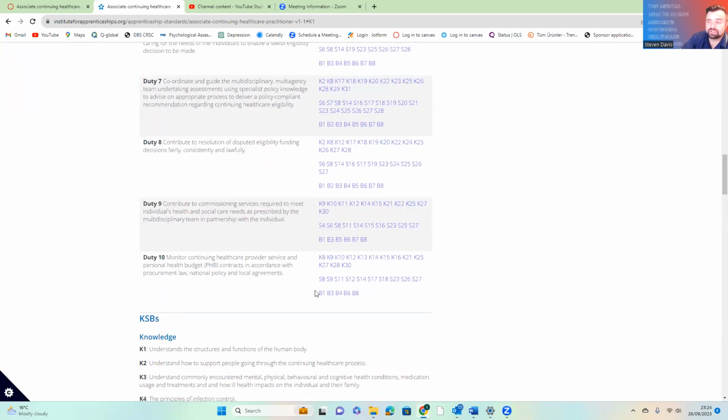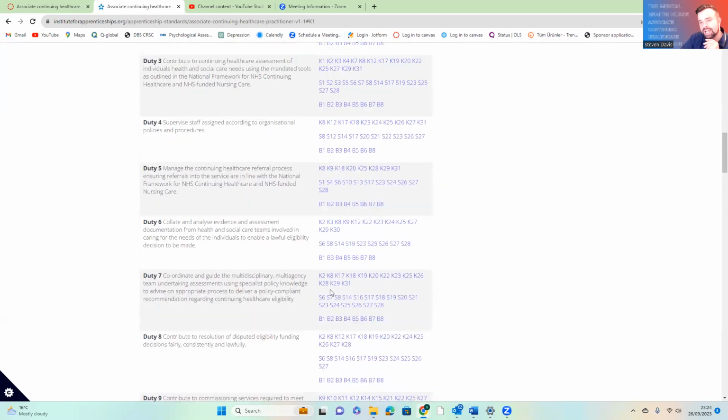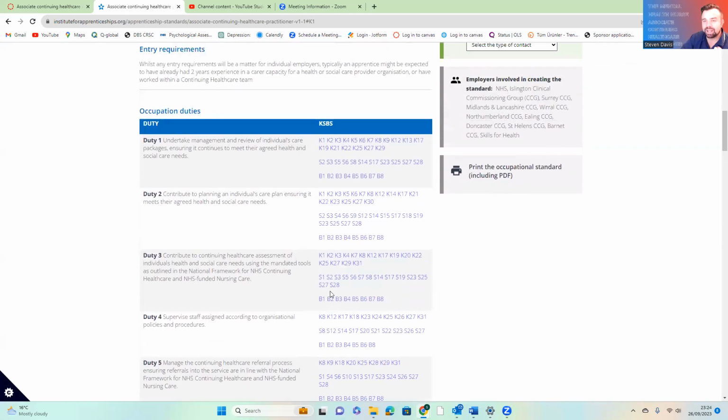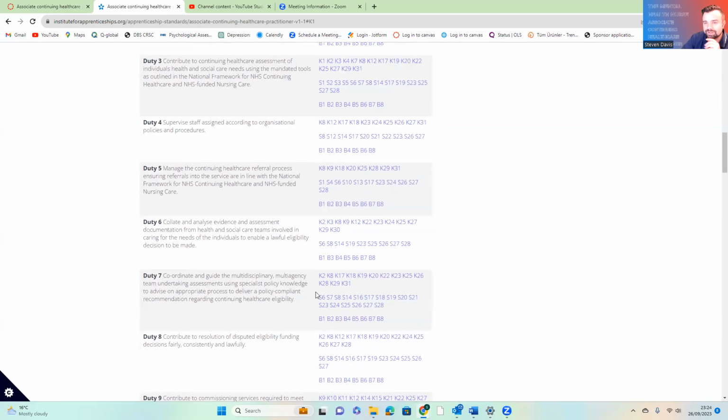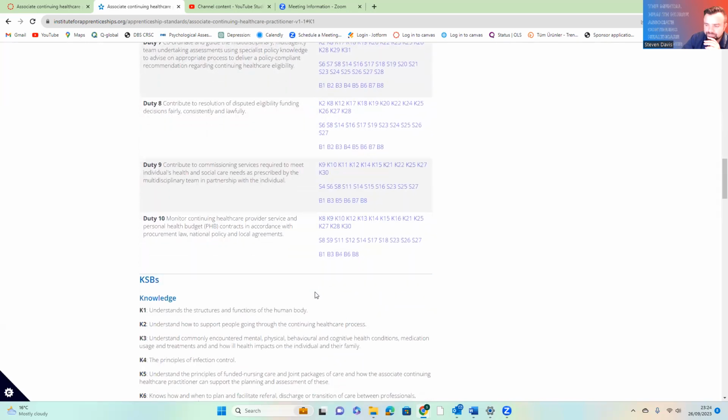Number 9 looks at the contribution to the Commission of Services, so meeting the individual's health needs, so looking at multidisciplinary team working, looking at those referral pathways, which I know you guys do all the time. And then finally, looking at monitoring the continuing healthcare provided service, so looking at a personal healthcare budget, and obviously looking at the procurements for that and local arrangements. So quite an interesting set of duties to really help underpin claiming this additional funding that people could be entitled to, where a lot of the time homes or services just aren't claiming it.